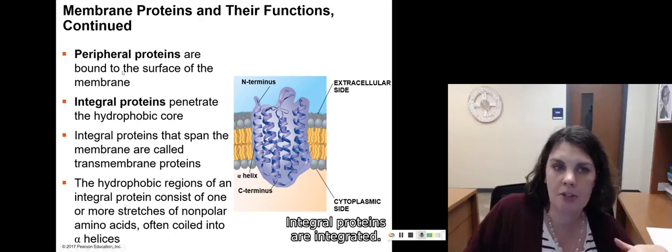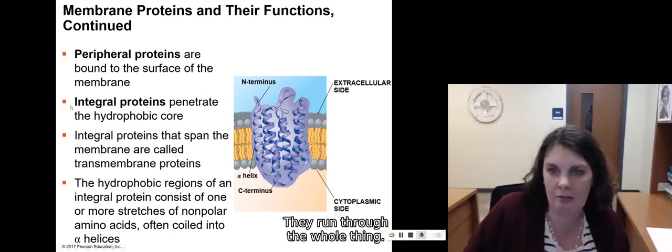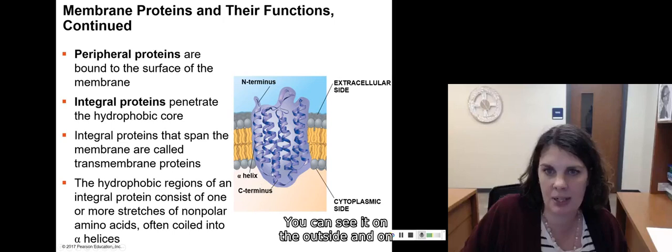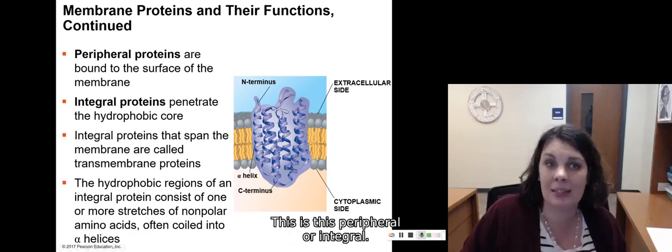They're on the periphery. Integral proteins are integrated. They run through the whole thing. So here you see a protein that crosses both membranes. You can see it on the outside and on the intracellular side of this cell membrane.